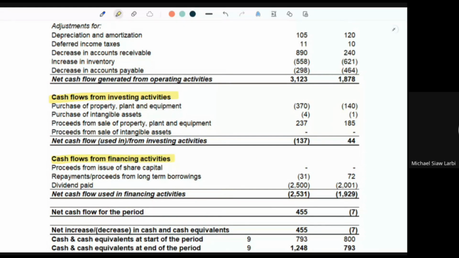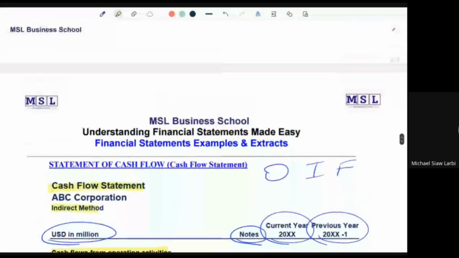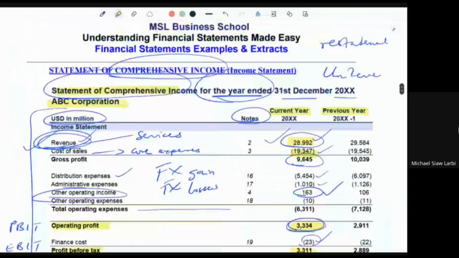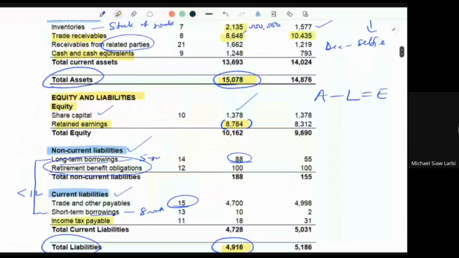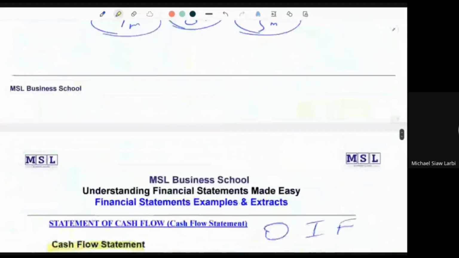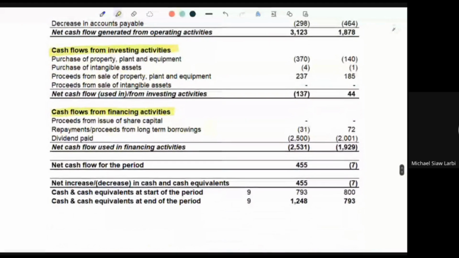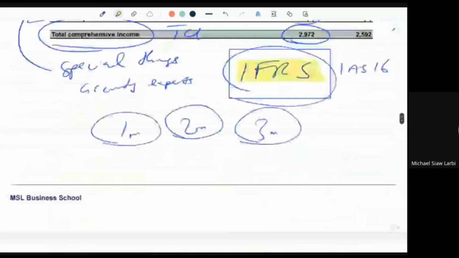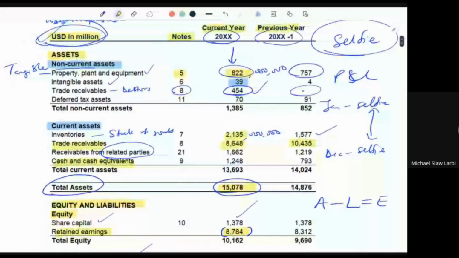So let's try an experiment, okay? How does the balance sheet link to the cash flow statement? So let's come to the balance sheet. What is my cash at the start of the year? Right? Is it the same thing? Will it be the same? 793, 1248. Okay, perfect. So look at something for me, right?